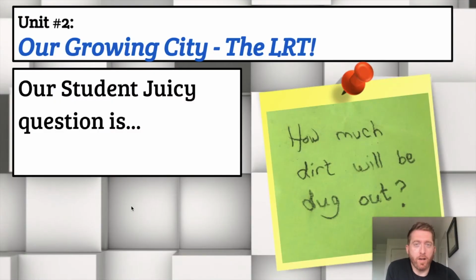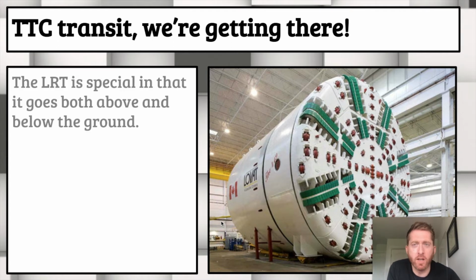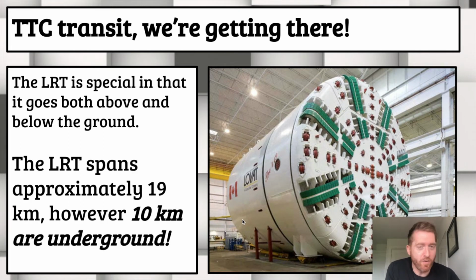So now we're ready to tackle our juicy question. We've done the initial part of things that we might need. We've looked at assumptions. Now it's time to do our math modeling. So students might have asked some of those questions that are super important. They might need some more information, so we'll give them some more information if they ask for it. The LRT is special in that it goes above ground and below ground. And students have asked in the past, well, how long is the tunnel underground? So we can give them that information.